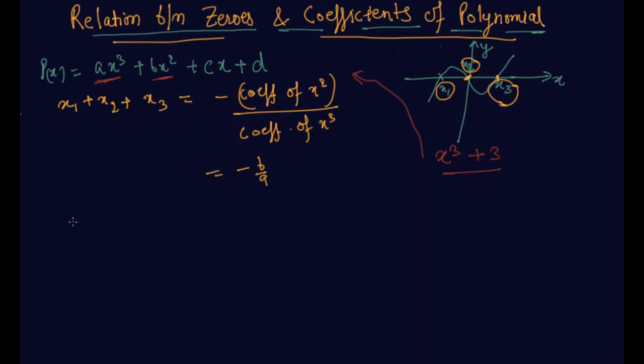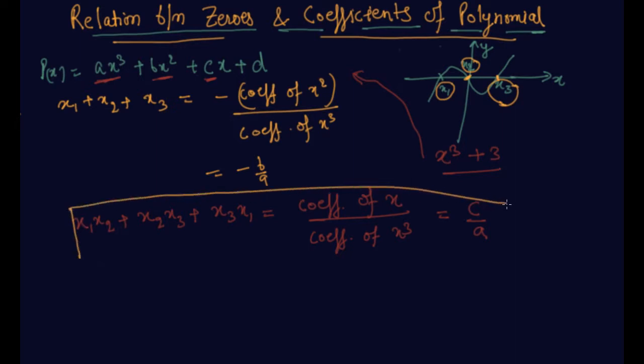So the sum of the roots taking two roots at a time, x1 x2, x2 x3, x3 x1, will be equal to coefficient of x upon coefficient of x cube, which is equal to c by a, because the coefficient of x is c and of x cube is a. This is another important relation you need to learn, because in the exam you will directly face simple questions on these formulas. So you need to learn these formulas by heart.